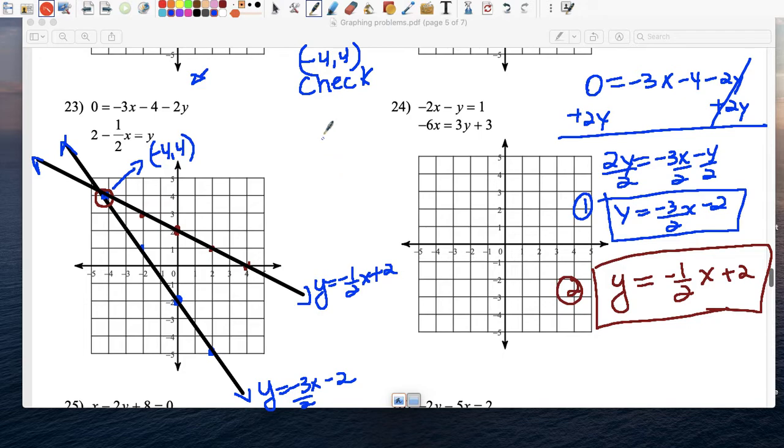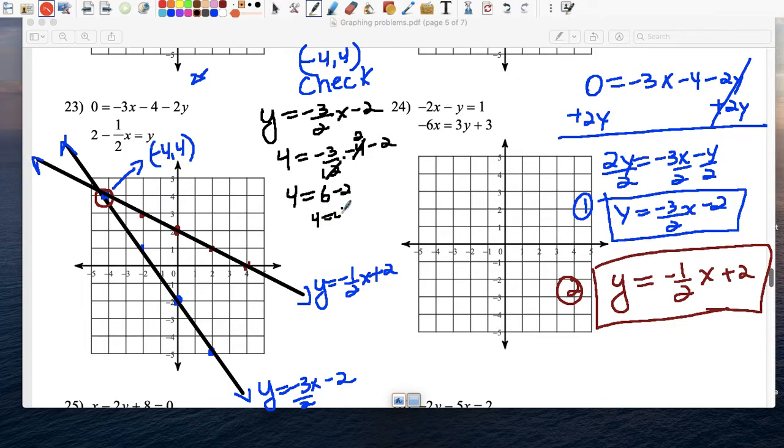Let's do a check. So again, the check, let's do it with the first equation. y equals negative 3 over 2x minus 2. We're going to use the point negative 4 and 4, so y is 4. Negative 3 over 2 times negative 4 minus 2. So 4 equals, and if we simplify this, this becomes 1, and this becomes 2. Negative 3 times negative 2 is positive 6 minus 2, and 4 equals 4.